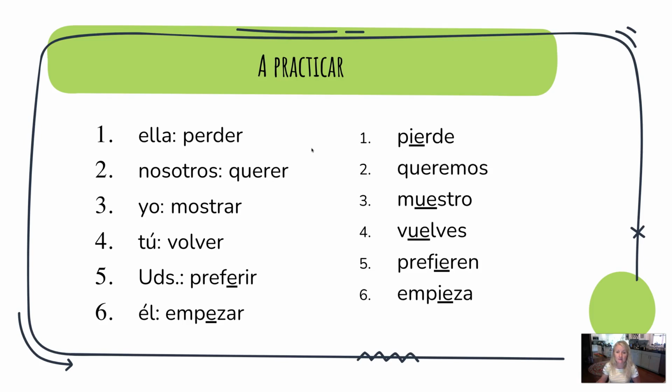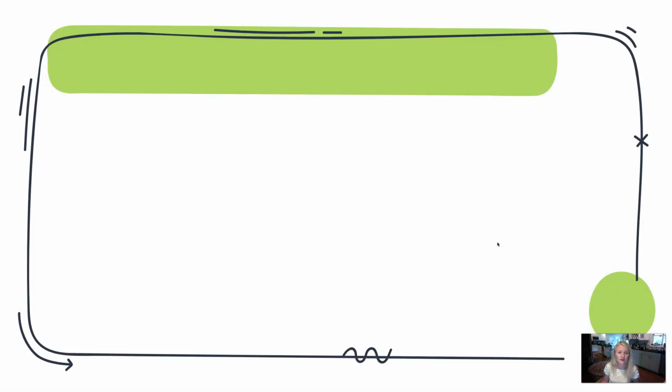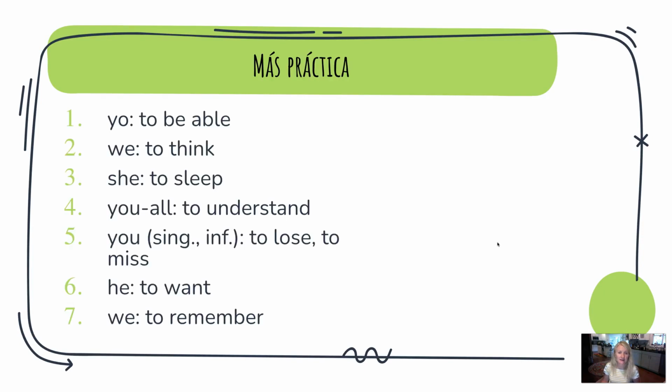Pierde, queremos. Note that the nosotros form doesn't change, so it's queremos. Muestro, vuelves, prefieren, and empieza. Okay, so that's just a little warm up to starting to get to know stem changers. When you're ready to take it to the next level, here is another kind of practice. This time I'm giving you the infinitive in English. This is what I want you to really be able to do.